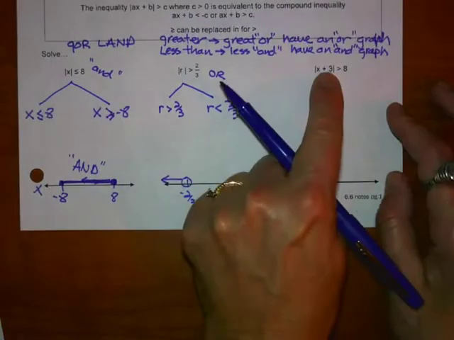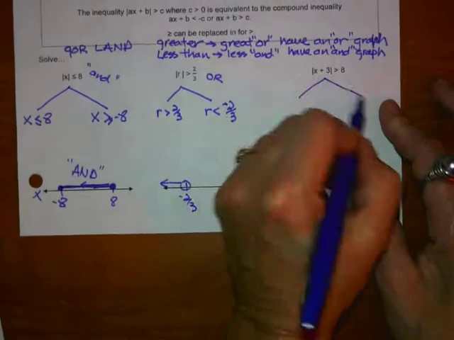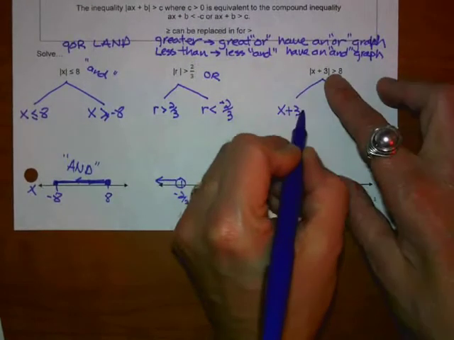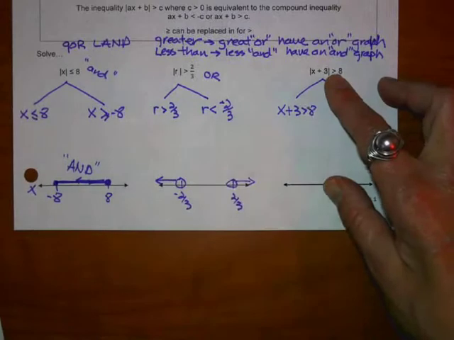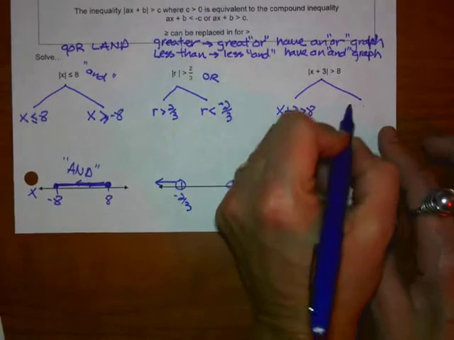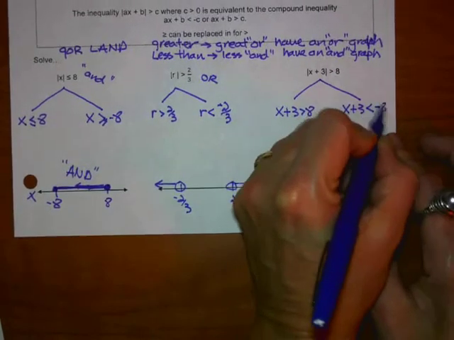This is the same thing. Just because there's stuff added inside here, it doesn't matter. You set up the same way. So you're going to have two branches off of here. You're going to take what's inside there, x plus 3, and you're going to set it greater than 8. And then over here, you do the same thing, but you flip the inequality and you set it to negative 8.